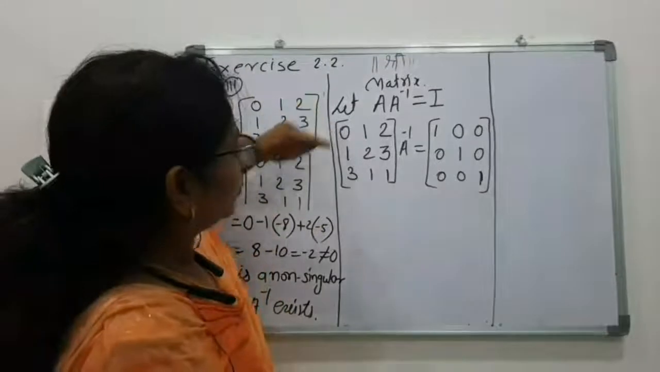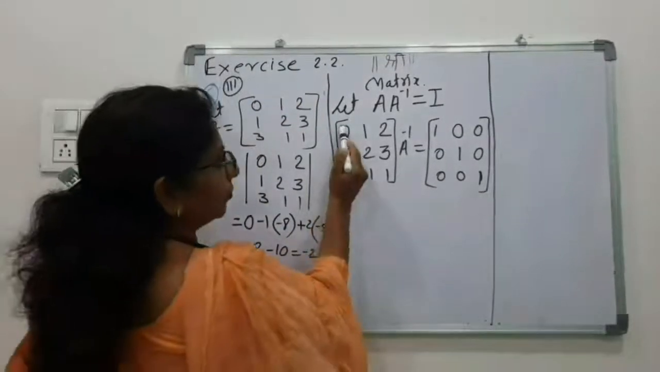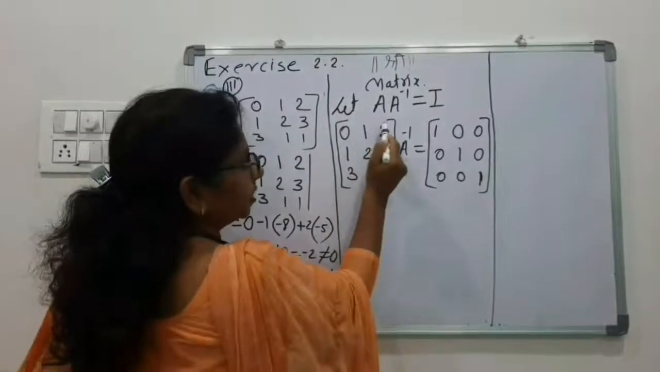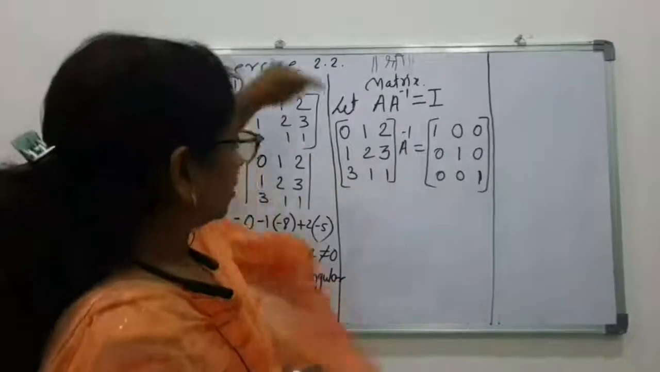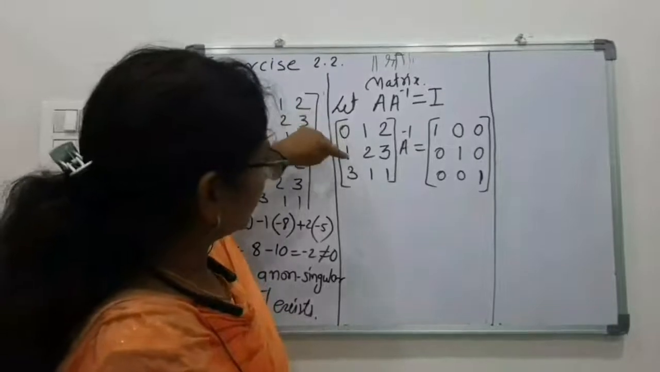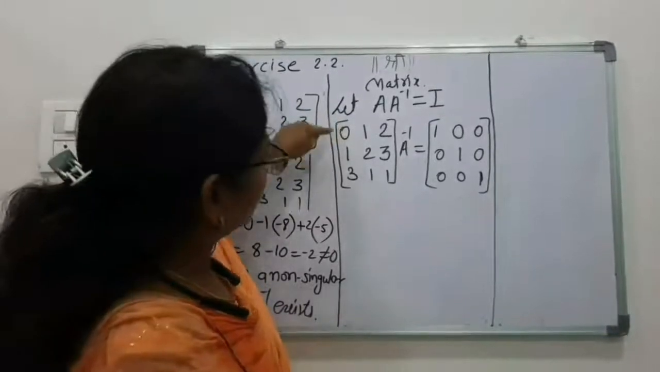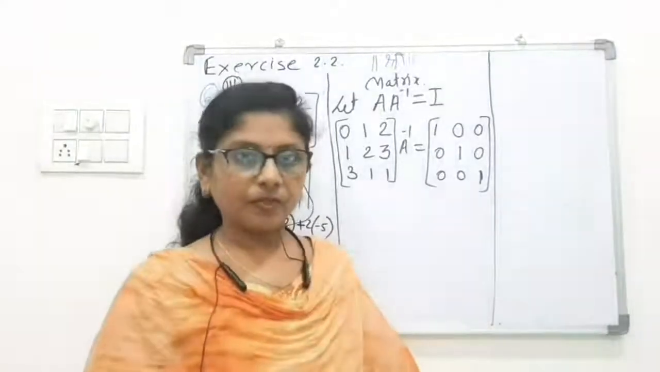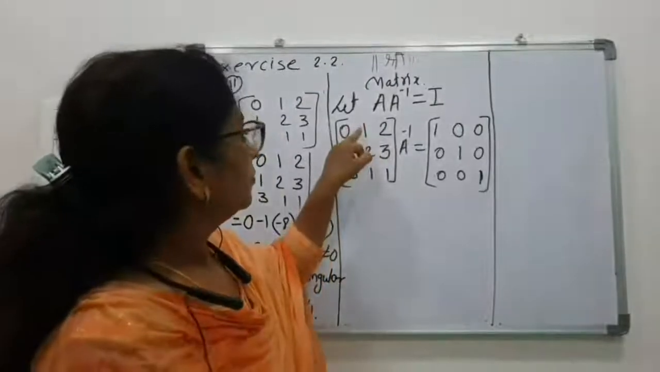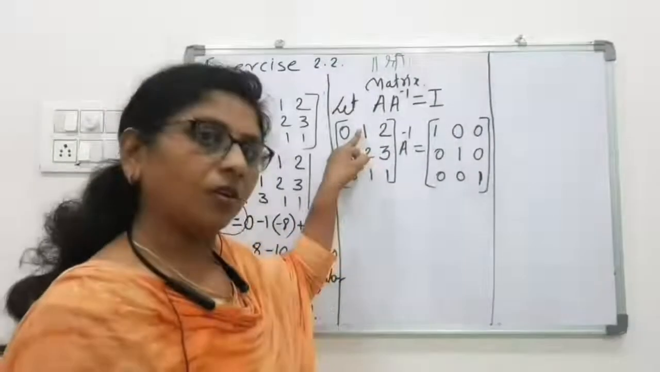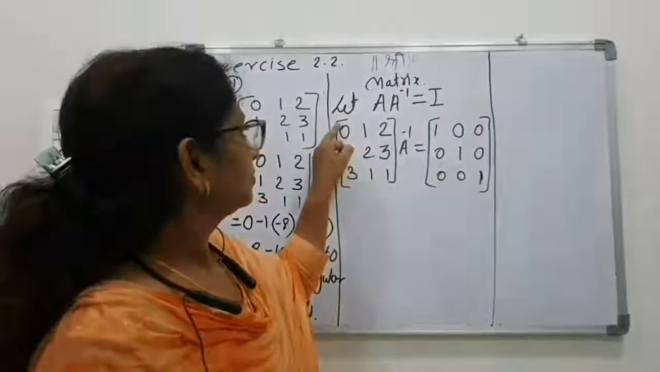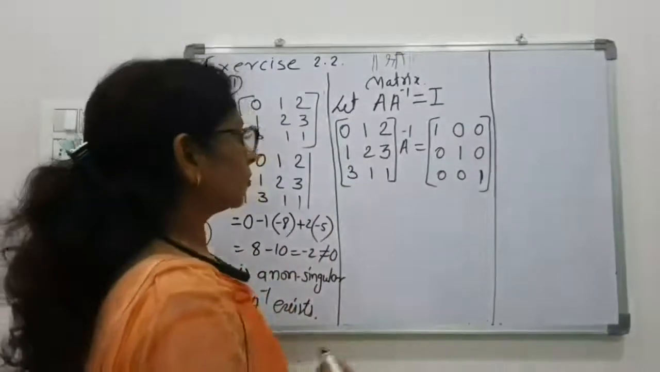So here we want 1. What does the identity matrix mean? Here we want 1, 0, 0; 0, 1, 0; 0, 0, 1. Here we want 1, but there is 0. In R2 there is 1. If we exchange R1 and R2, easily we will get 1 there. At the same time, you can also use column transformations, because the first element of the second column is also 1. If you exchange C1 and C2, then also we will get 1 here. But for this matrix we will use row transformations.